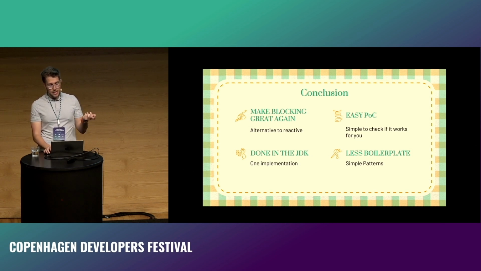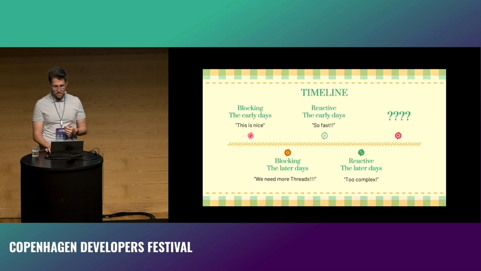The next thing is, it's also done in the JDK. It's not a third-party library, so you can really just use what's inside the JDK, and there is nothing to build around existing issues with the JDK. And the last thing is that it's much less boilerplate. You have simple patterns you can use, for example with the structured task scope, and they really took their time to think about what could possibly go wrong and fix that beforehand.